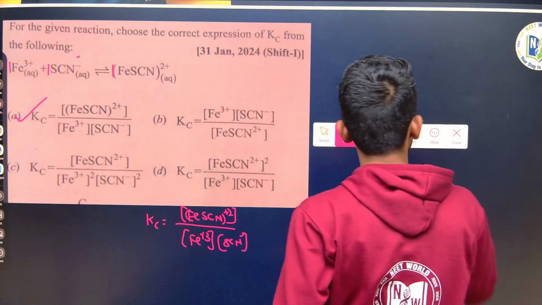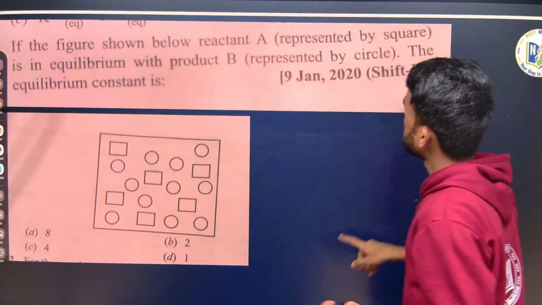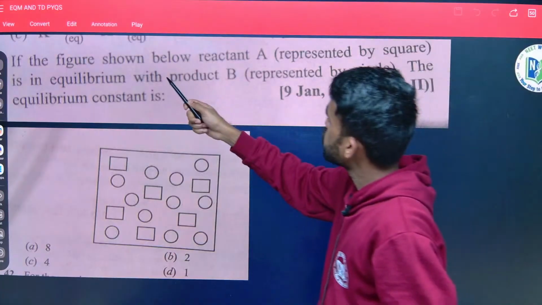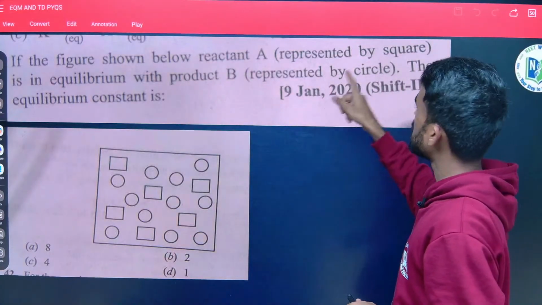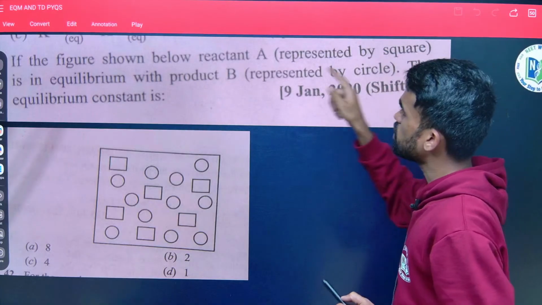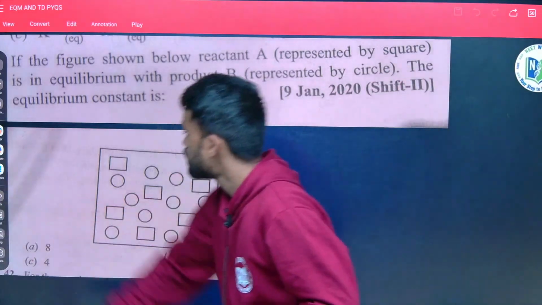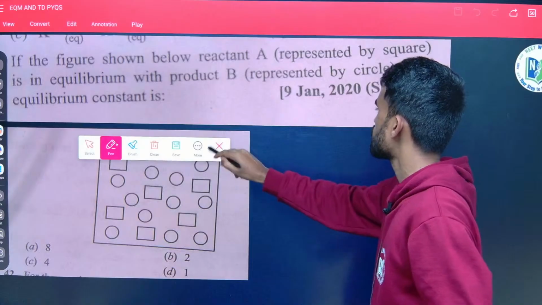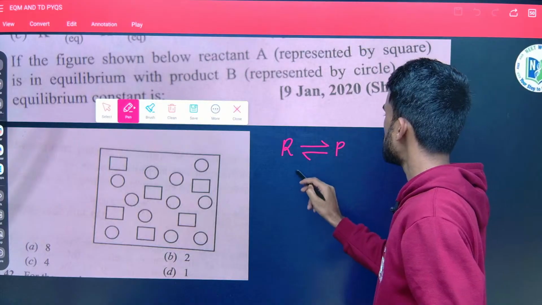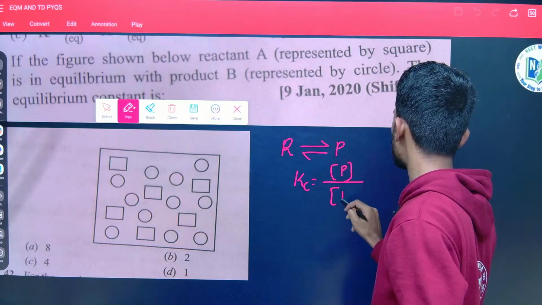Yeah, so next we'll move forward with one more question here. Look at this. This is also a JEE question asking: if in the figure shown below, reactant A represented by squares is in equilibrium with the product B represented by circles, what is the equilibrium constant? We know reactants give rise to products, which are in equilibrium. So the equilibrium constant Kc should be written as concentration of product by concentration of reactant.